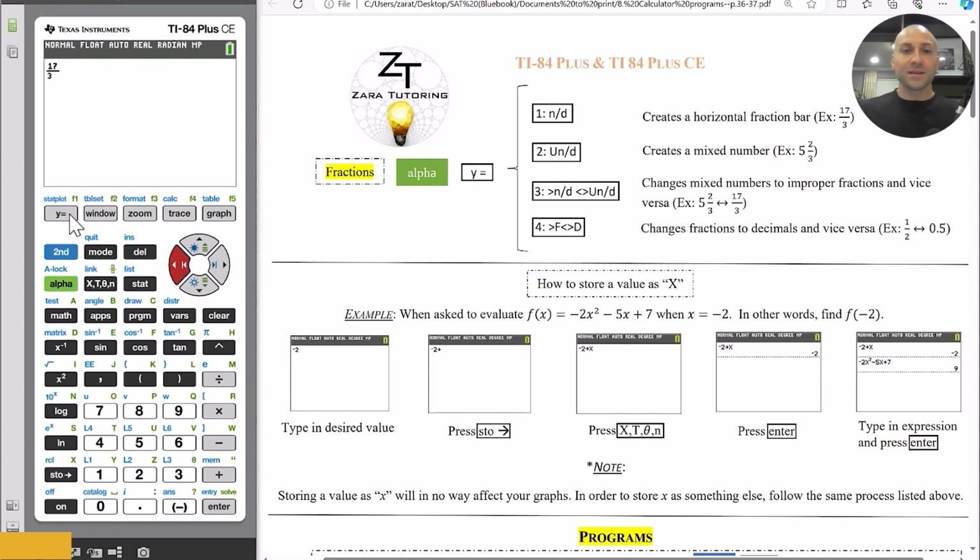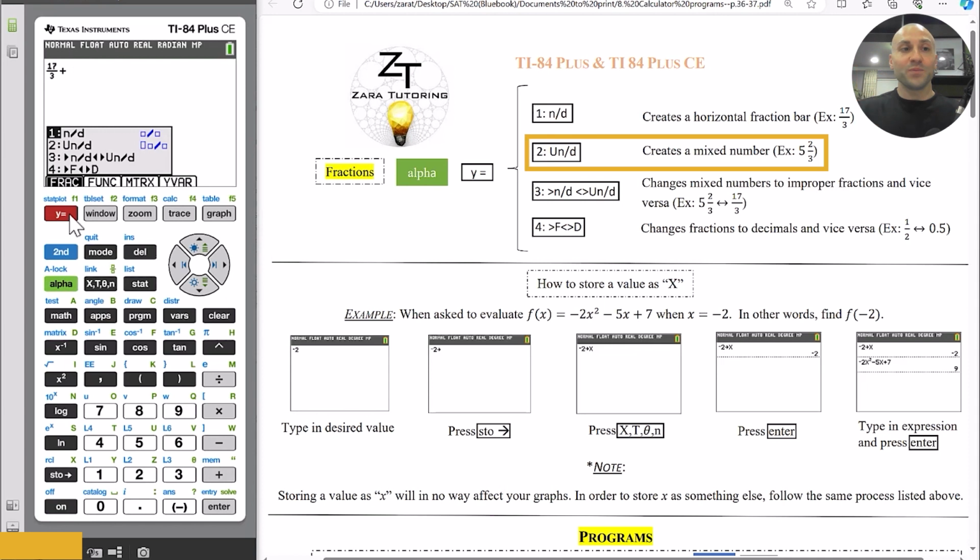However, once I've typed it in, I have a horizontal fraction bar, which is pretty great. Now let's combine that with the second feature. Let's say if I go right, and maybe I wanted to add a mixed number. In order to type in a mixed number, we're going to press alpha y equals again, and then it's option number 2. Notice that U that's in front has to do with the whole number, and then the n over d is the fraction component for that mixed number.